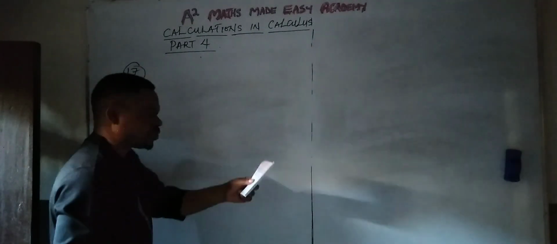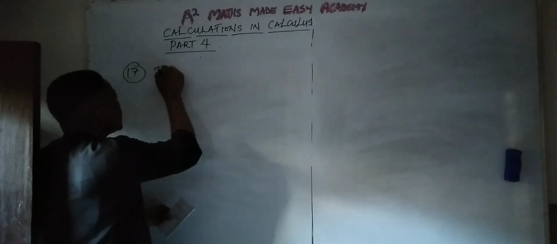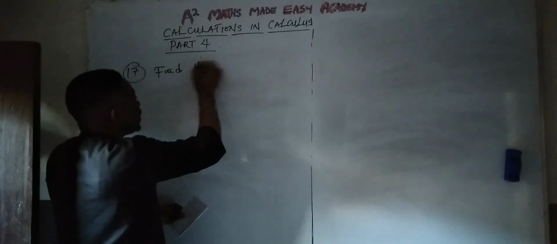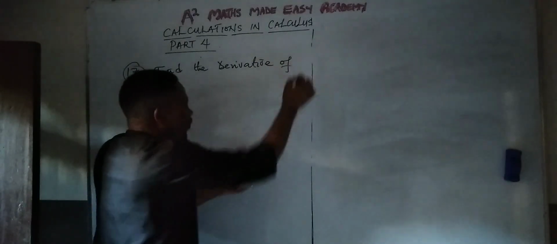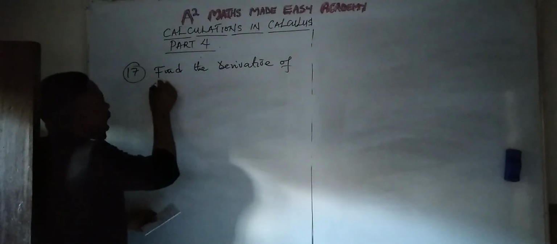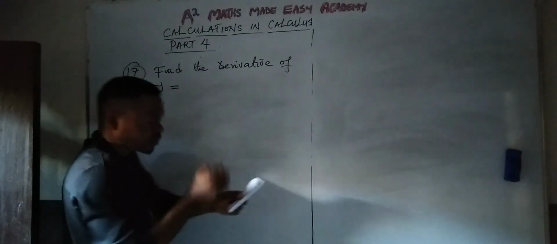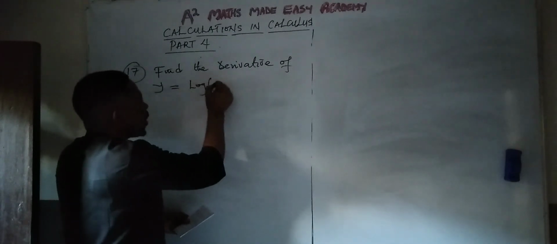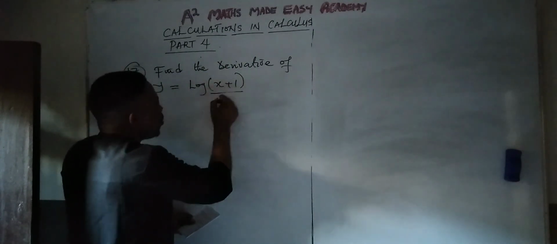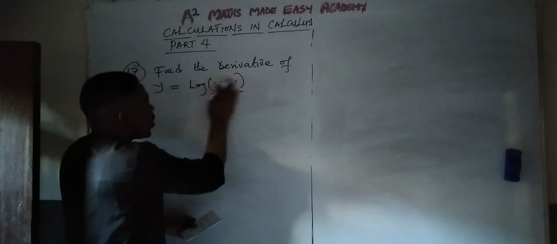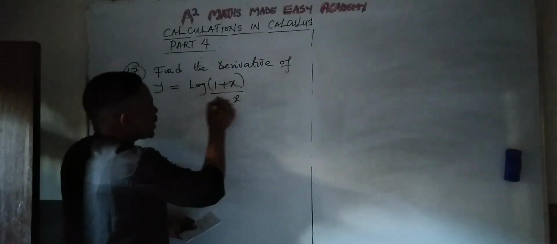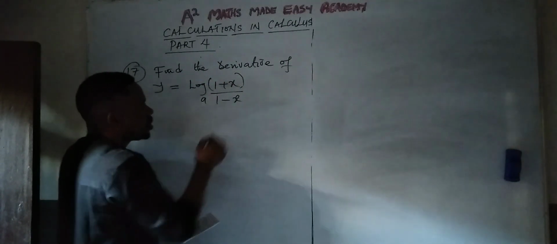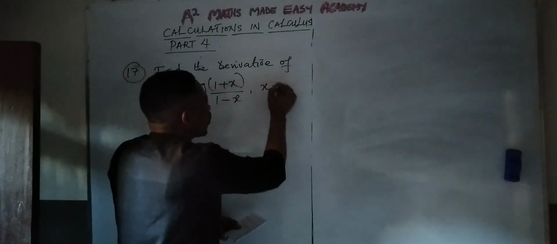Now, oh my goodness, look at this question. The question says, find the derivative of, look at this, y equal to log of x plus 1 all over log of, I mean to say 1 plus x all over 1 minus x base a, where the value of x cannot be equal to 1.